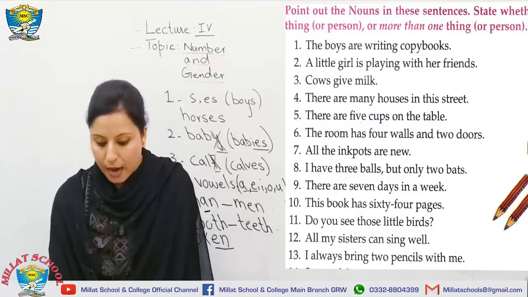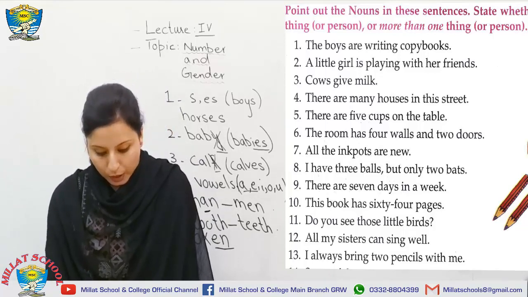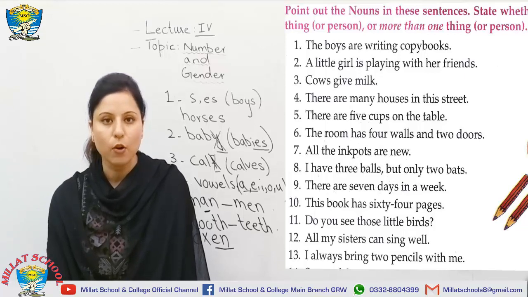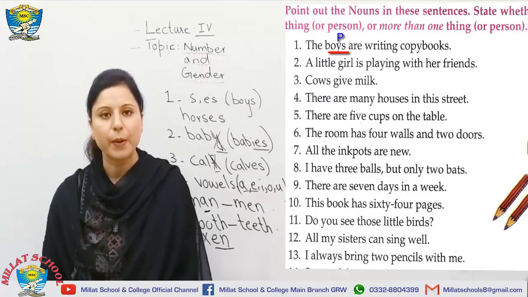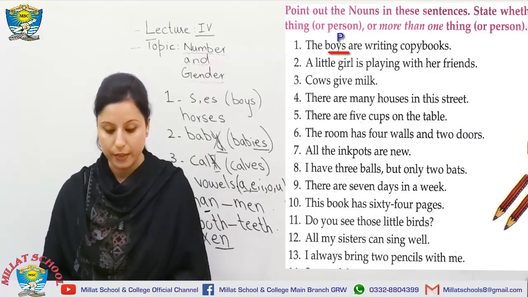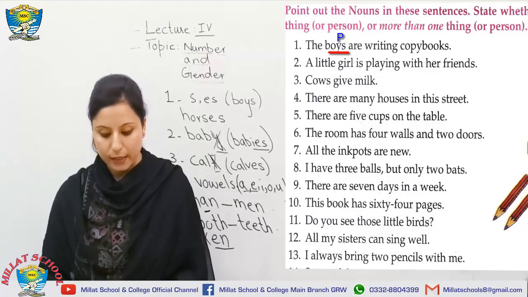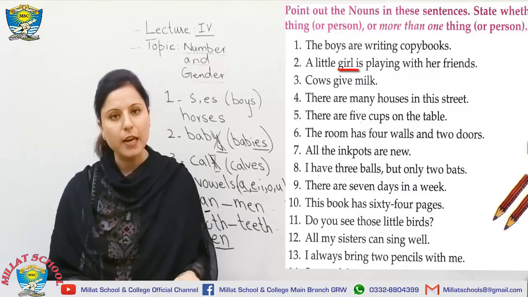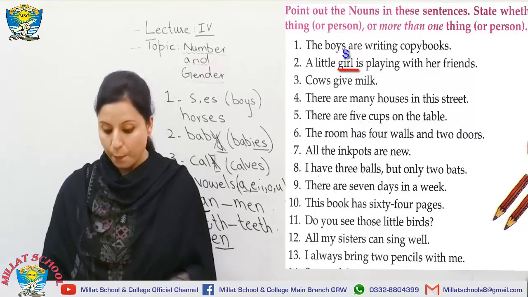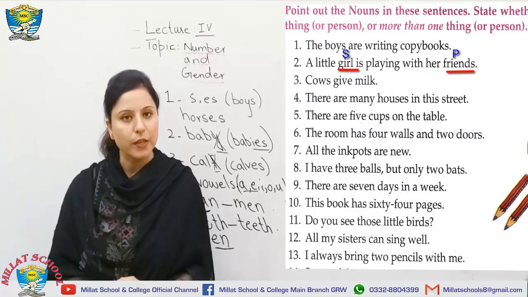The boys are writing copybooks. What is the plural here? Obviously, boys. You will just write or underline it with your favorite stationery here. Number 2: A little girl is playing with her friends. A little girl. Girl is a singular, but friends is plural here.